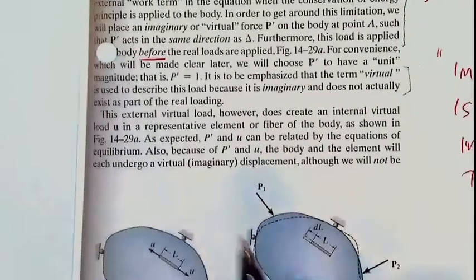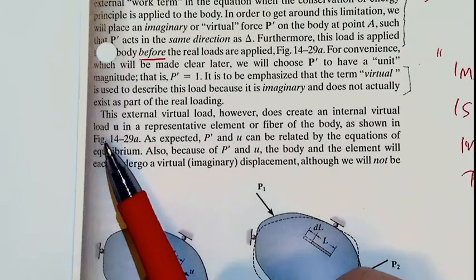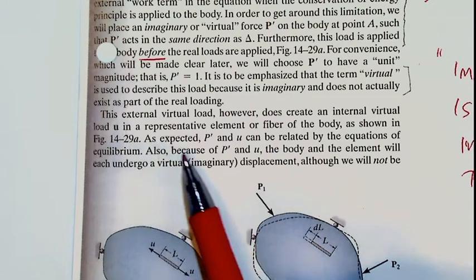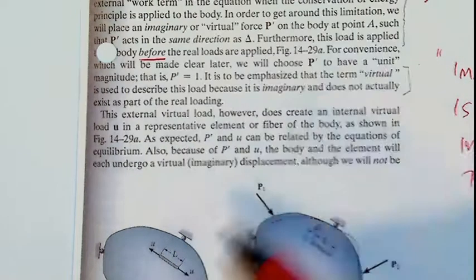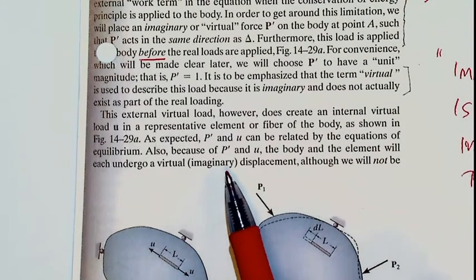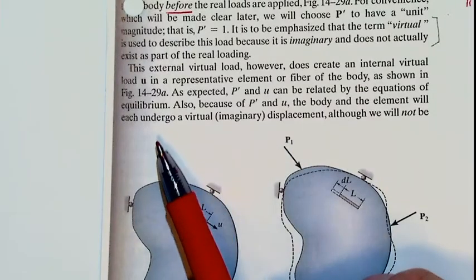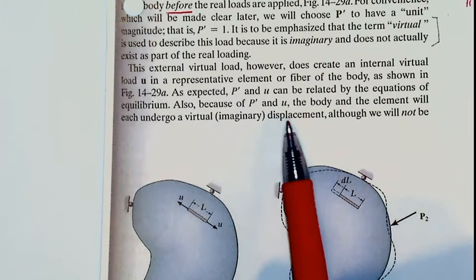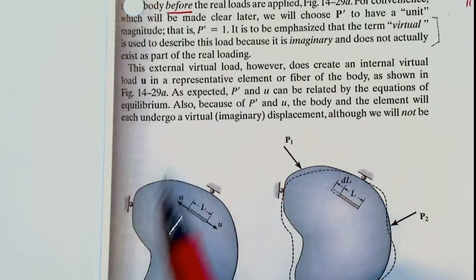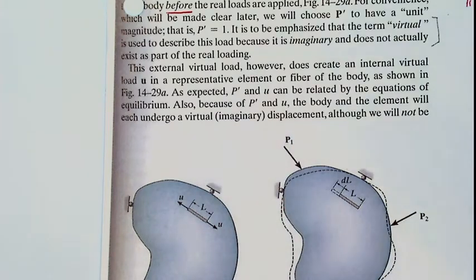The external virtual load, however, does not create an internal virtual load, U, in a representative element. It does not create, because it is a virtual load. And U can be related by the equations of equilibrium. Also, because P prime and U, the body and the element, will each undergo virtual imaginary displacement, because if there is virtual load, then there will be virtual displacement.